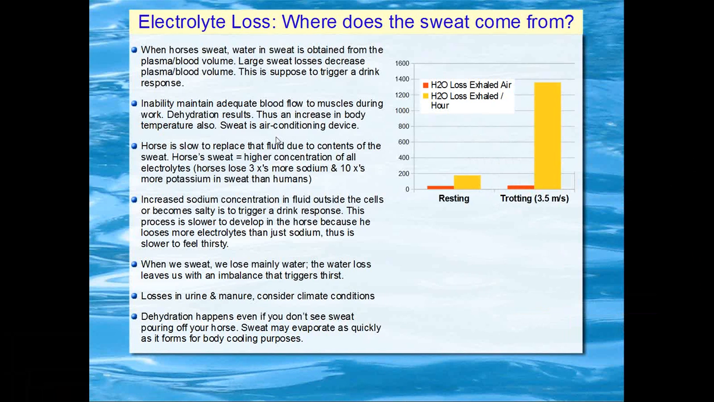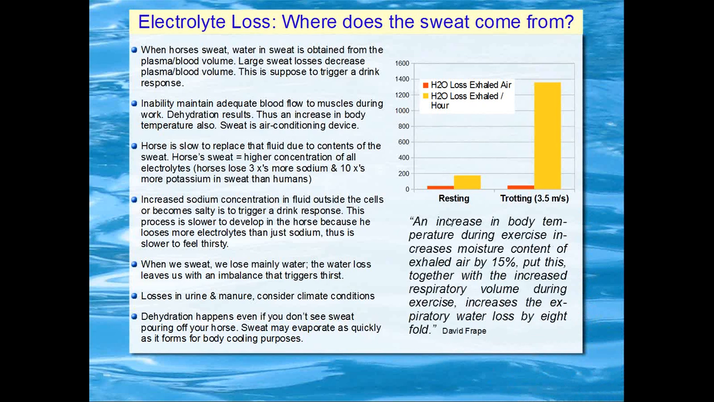Another thing that you need to take into consideration is this table, which is showing us exhaled water loss from the lungs. On the left there, for a horse that is at rest, you can see minimal amounts of water loss whenever they exhale. We increase the workload on that horse to trotting. You can see that yellow column, just how much water is lost with each exhalation from the lung.